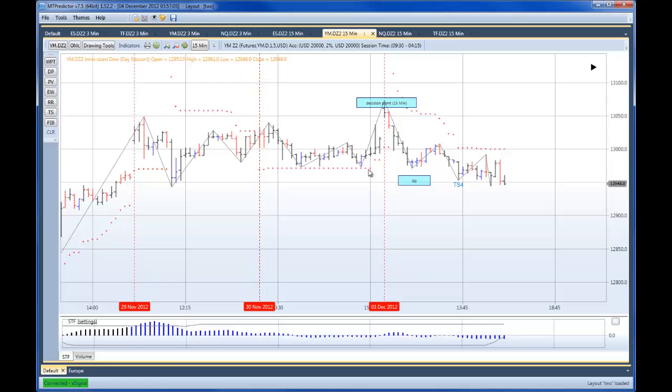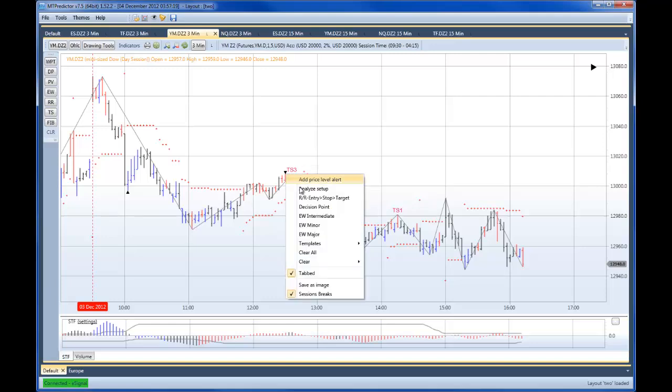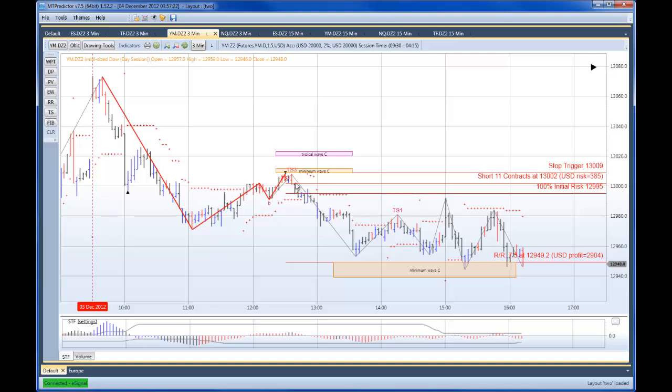If I put a decision point on from this last pivot, there you can see, so at this point in time the trend would have been down into this area here. So there'd be no question at all about taking these trade setups here. They would have been very, very good ones to take. So all MTPredictor users, both standard and advanced traders, should have been in these short trades here.